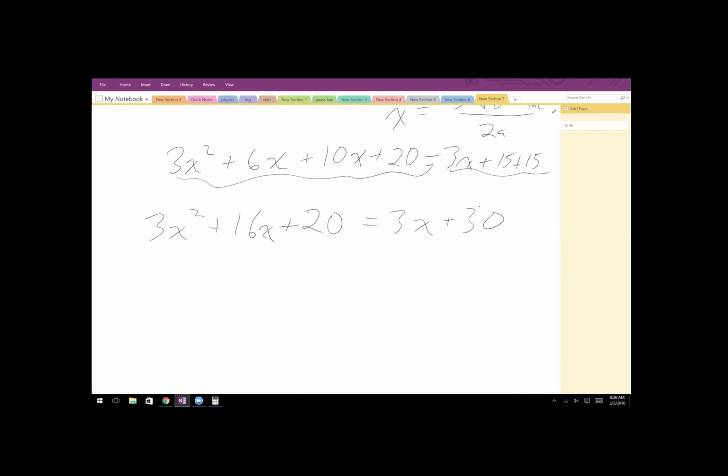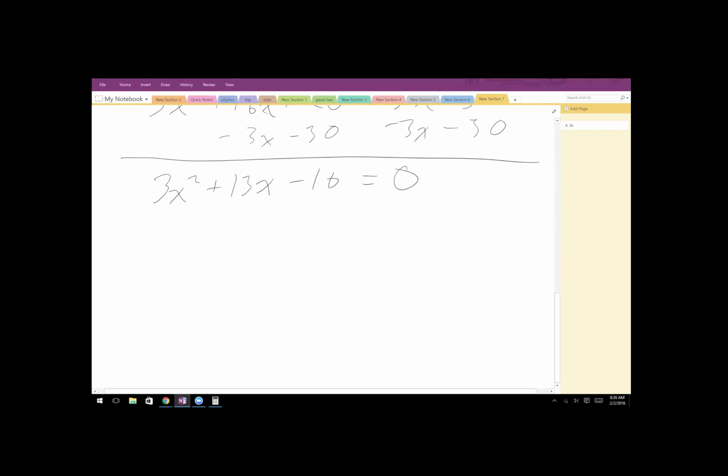So the last thing is we're going to get everything on one side, and then we'll use quadratic formula. So what do I need to get rid of? Yeah, subtract 3x on both sides. And same thing, I need to subtract 30 on both sides. So all together I got 3x squared, 13x minus 10 is 0. All right. And again, we just use quadratic formula.